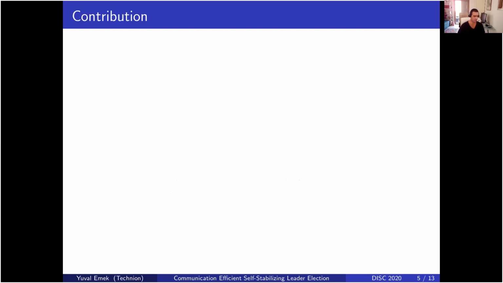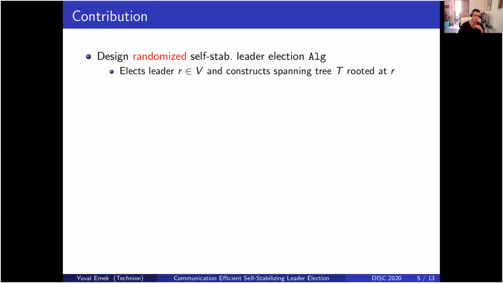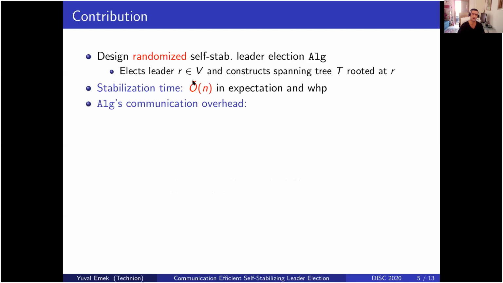So what is our contribution? We design a randomized self-stabilizing algorithm for the leader election problem that elects a leader node R and constructs a spanning tree T rooted at R. The stabilization time of our algorithm is Õ(n) in expectation and with high probability, whereas as usual, the Õ notation hides polylogarithmic factors. More importantly, we focus on the communication overhead of the algorithm. Our algorithm uses messages of constant size, which means that asymptotically, the message complexity and the bit complexity are the same.